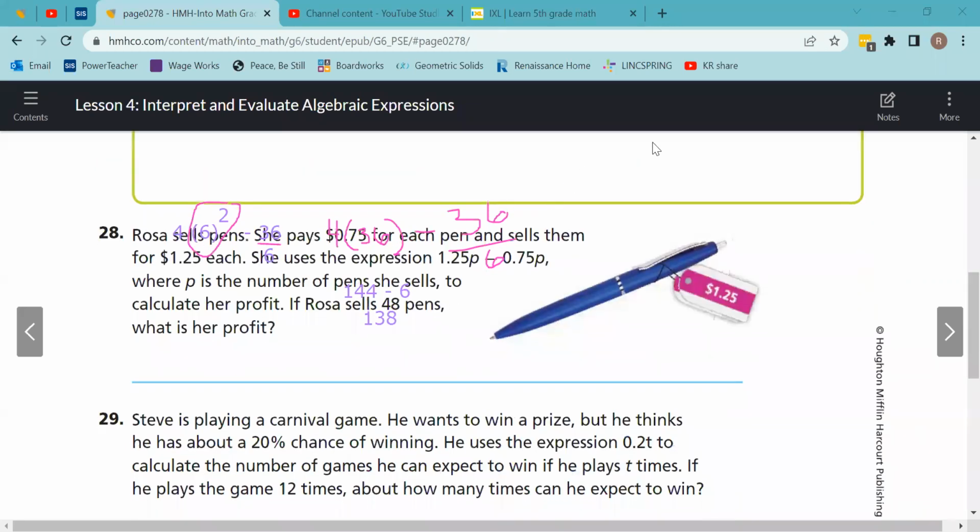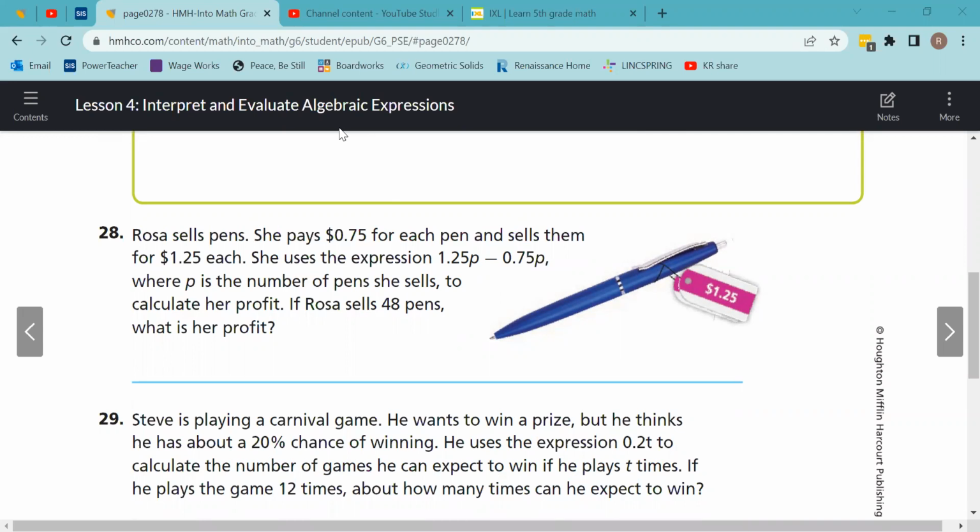Beautiful. Number 28. Rosa sells pens. She pays 75 cents for each pen and sells them for $1.25. She uses the expression 1.25 times P minus 75 cents, essentially, times P, where P is the number of pens she sells to calculate her profit. If Rosa sells 48 pens, what is her profit?